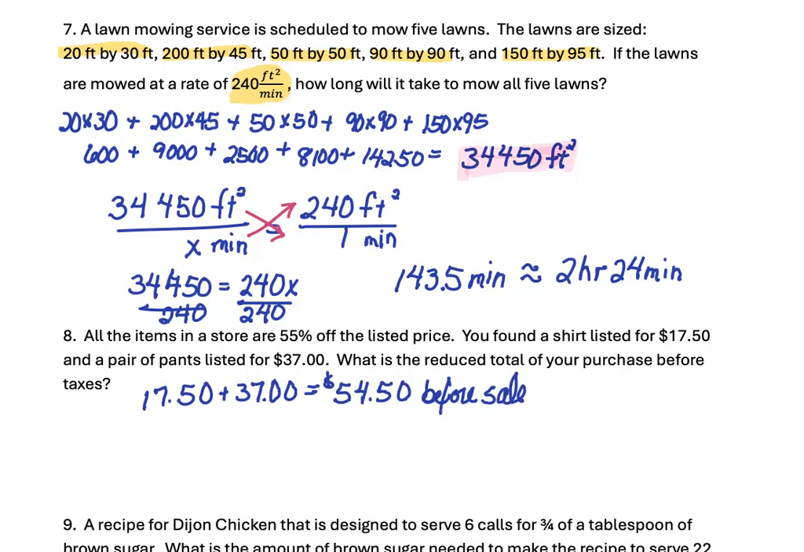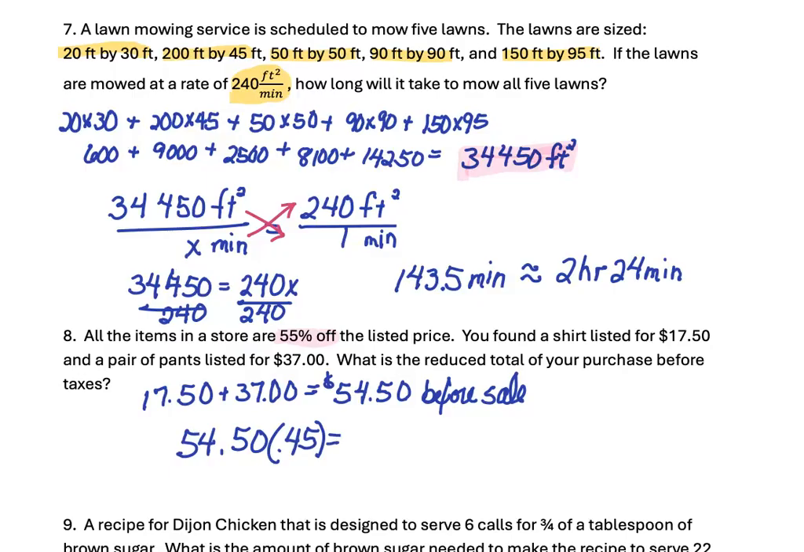Okay, so now if it's 55% off of the price, what does that mean the price would be? Well, 55% off of 100% is 45%. So what we're going to do is take that $54.50 and multiply it by 45%. That's how much it's going to cost us, because we're taking 55% off. So that means we're paying 45% of the price.